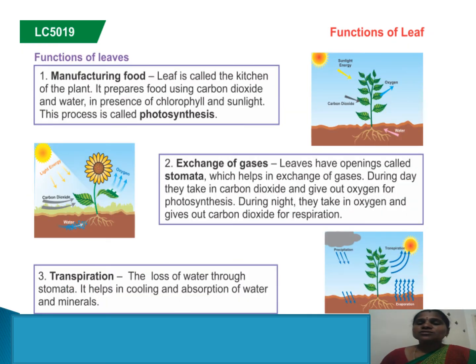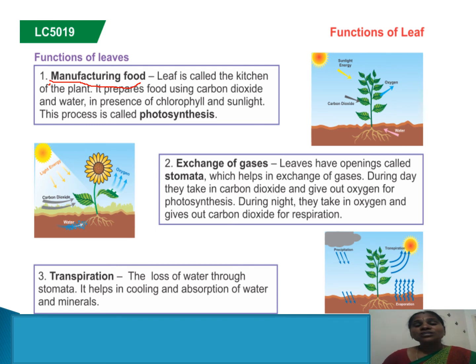Next, functions of the leaf. Manufacturing food. The first function of the leaf is manufacturing food. The leaf is called the kitchen of the plant. It prepares food using carbon dioxide, water and minerals in the presence of chlorophyll and sunlight. This process is called photosynthesis. This is one main function of the leaf.